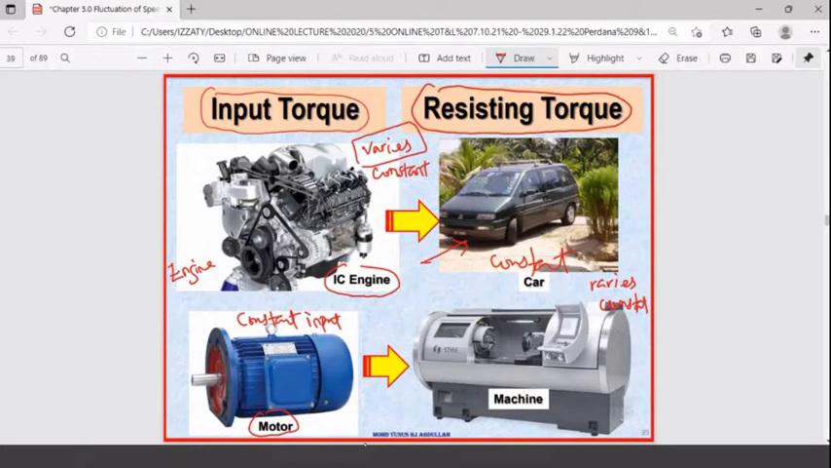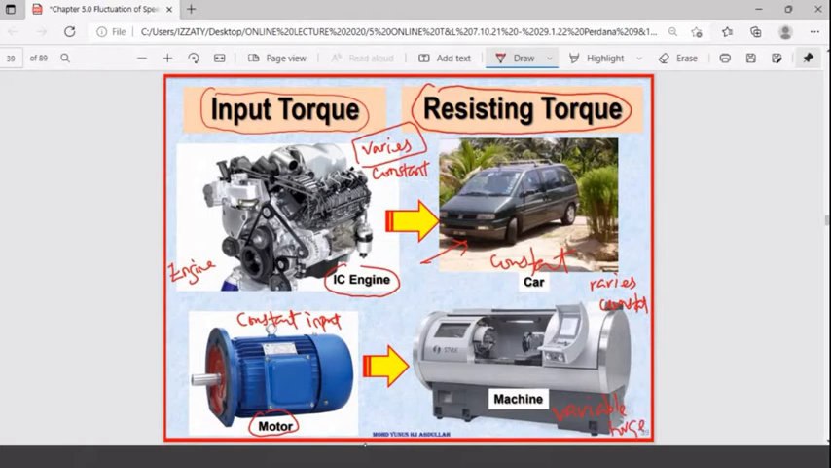And when the motor drives the machine, for example, the machine will give you resistance. So what are the resistances for the machine? Typically, the material to be cut, isn't it? The level of the surface, whether you cut it thick or thin. What else? The type of material, for example. So these vary. The machine gives you variable resistance.